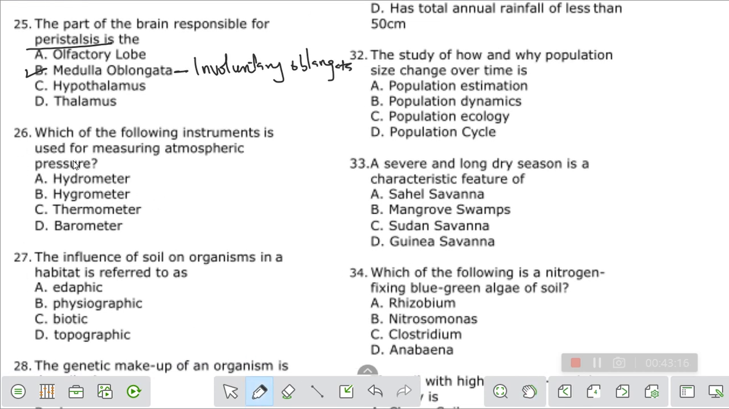The influence of soil on organisms in a habitat is referred to as what? Is it edaphic factor or physiographic factor? Is it biotic factor or topographical factor? So what's the answer?